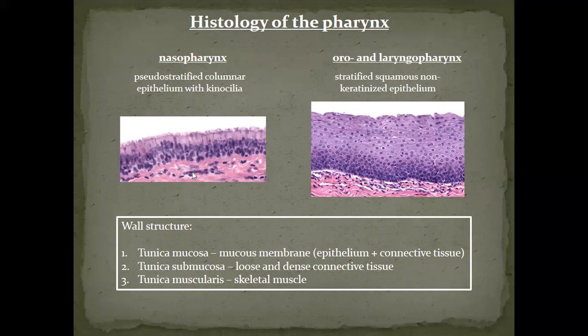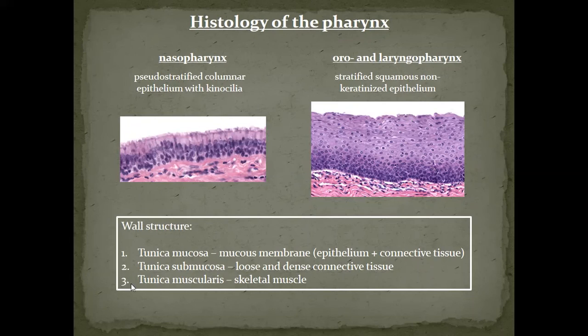Okay, so in the nasopharynx, where only air gets in, we have this pseudostratified columnar epithelium with kinocilia. So just like in the nasal cavity, as the continuation of the nasal cavity, in the nasopharynx we also have this epithelium. Okay, below it, in the oropharynx, where not only the air, but also the food goes through, we already have a little bit thicker epithelium with better mechanical resistance, and this is stratified squamous non-keratinized epithelium.